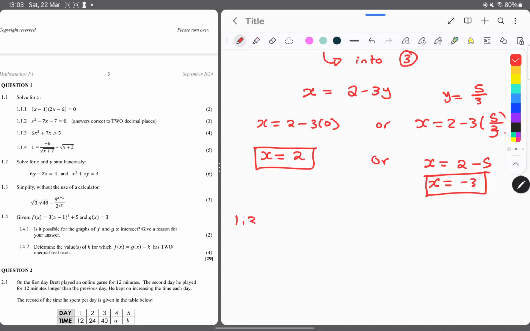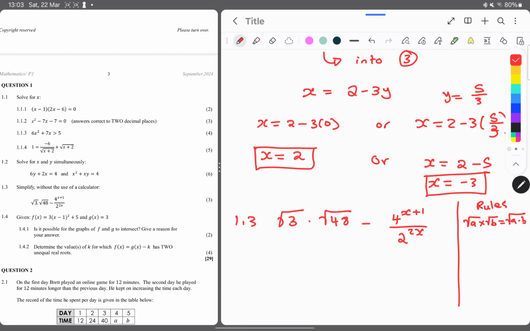Right, 1.3: the square root of 3 times the square root of 48 minus 4 to the power x plus 1 divided by 2 to the power 2x. I've already seen 3 rules of algebra here. Rule number 1: the square root of a multiplied by the square root of b is equal to the square root of a multiplied by b. Rule number 2: a to the power of m multiplied by a to the power of n is the same as a to the power of m plus n. Law of exponents: when we multiply numbers of the same base, we add exponents.